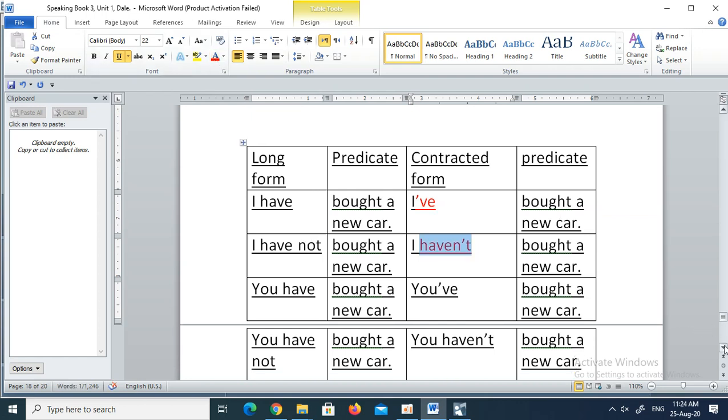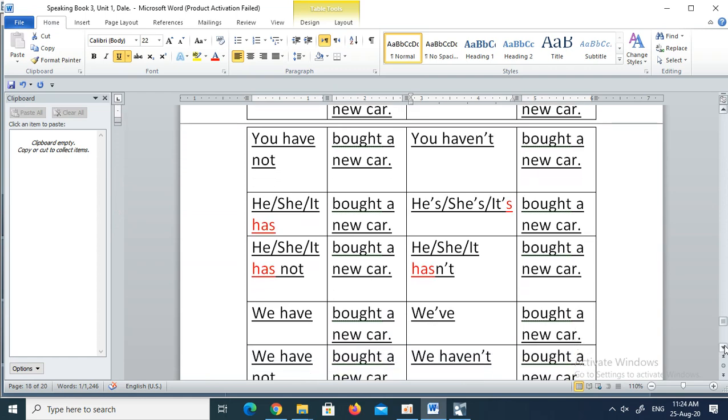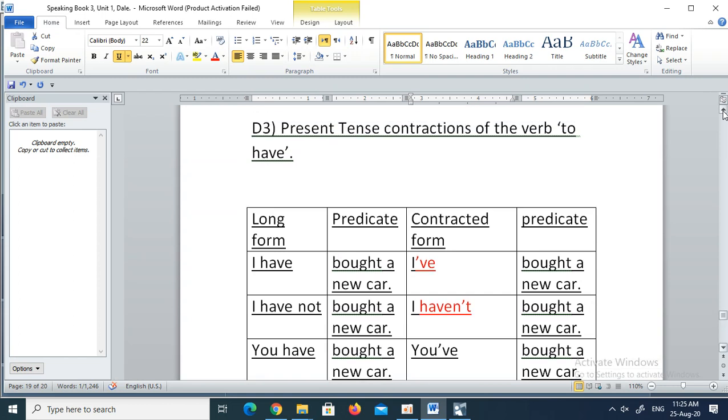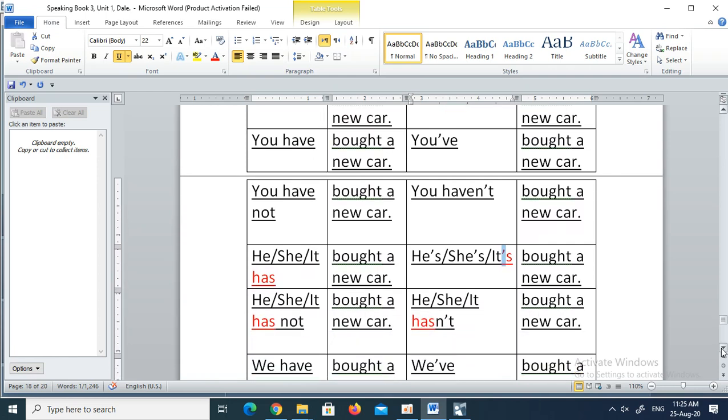And where we have the he, she, or it forms, has not contracts to hasn't, and has contracts to the apostrophe S. Very simply, he has bought a new car, he's bought a new car. She has not bought a new car, she hasn't bought a new car. So those are the forms of contraction for the verb to have, the formal contractions.